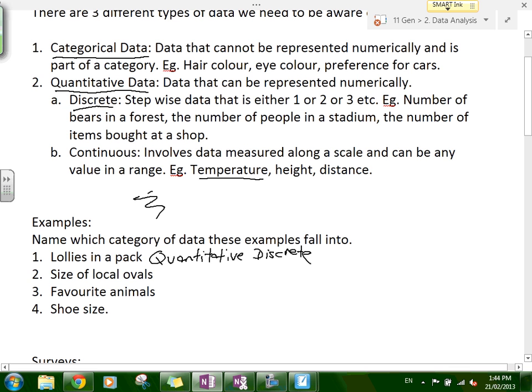Then we have size of local ovals. Yeah, it's continuous because it could be any size. There's no restriction that it has to be a whole number. So it's continuous. Favorite animals? Category. Because you can't measure that, it's just which animal you like. And then shoe size.